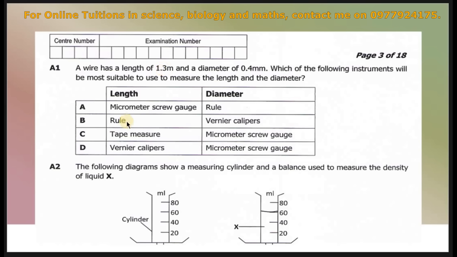So next, B, rule. When we come to rule, we are talking of meter rules, like the 30 centimeter rule, 15 centimeter rule, the 1 meter rule. Now, let's say we deal with the 30 centimeter rule. Is it suitable for this one? No, because a 30 centimeter rule is short, so you have to measure several times to measure 1.3 meters. In those several times you measure, you are going to introduce an error.